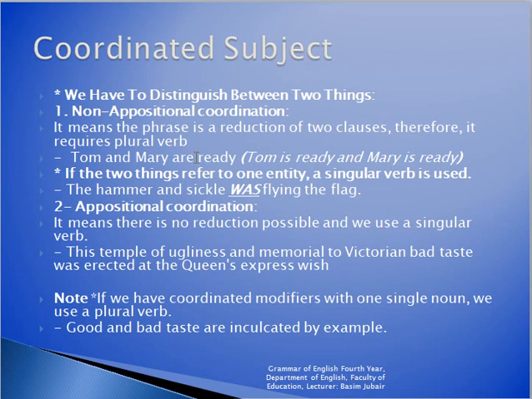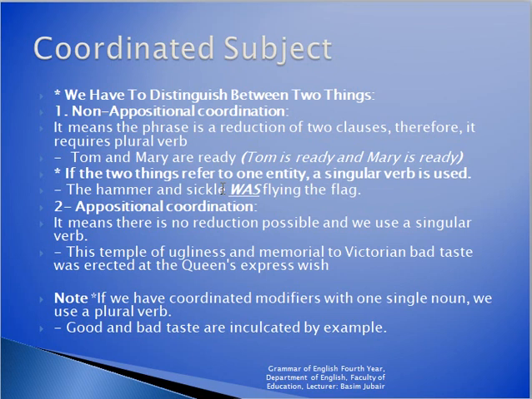Combining them all together, we combine the two verbs to become are, which is the plural form. So Tom and Mary are ready. If the two things refer to one entity, a singular verb is used. Two things refer to one entity. For example, the hammer and sickle was flying the flag. So the hammer and sickle both refer to one entity.